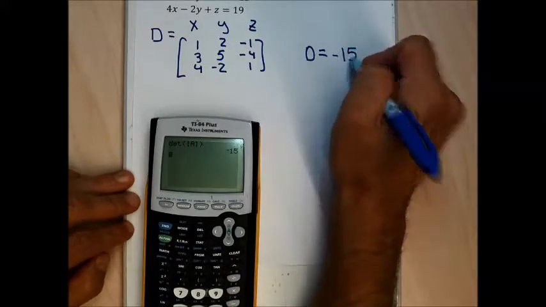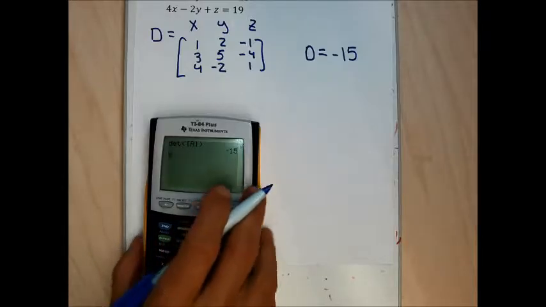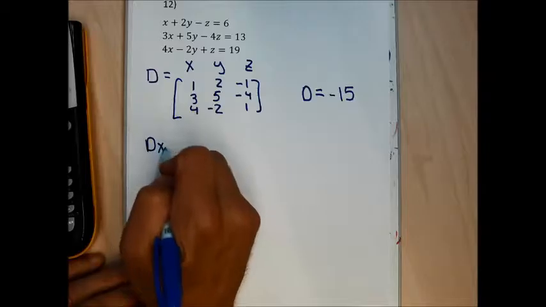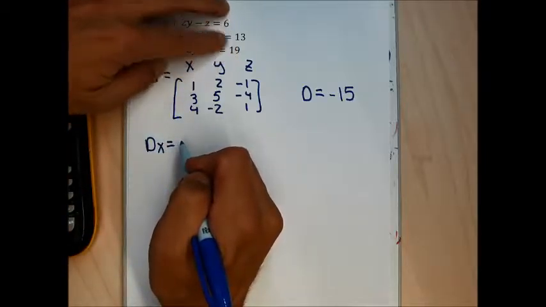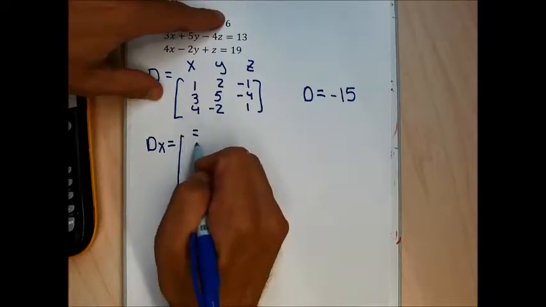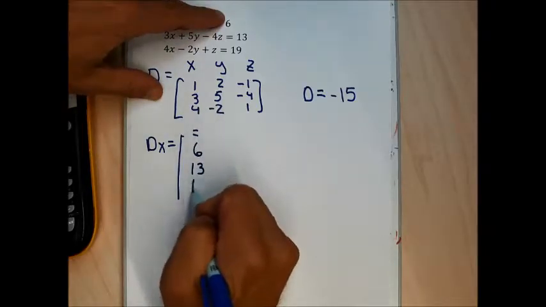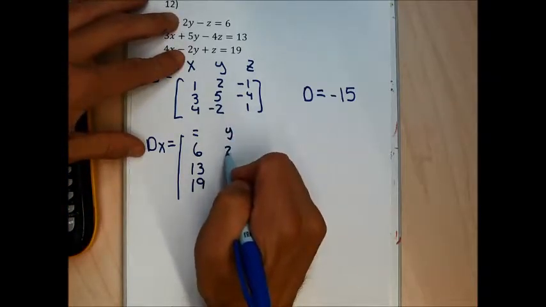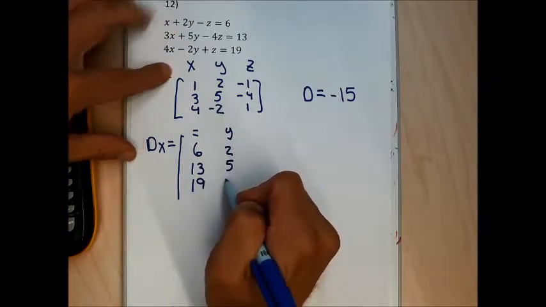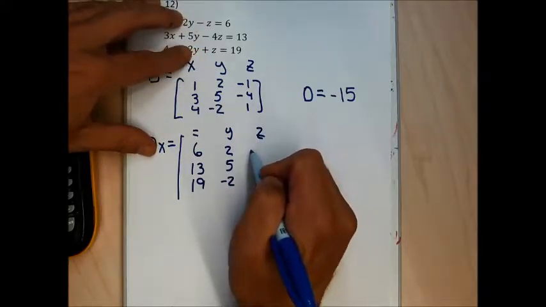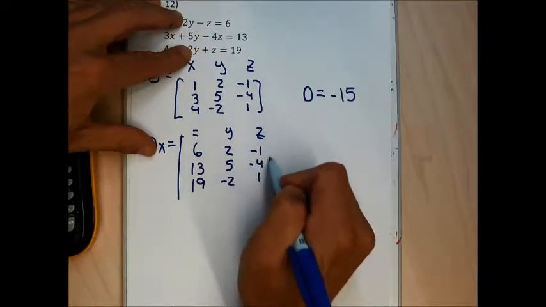I don't want to do that by hand. It's just way too much work to do by hand. The next determinant I'm going to need to compute is called D sub x. It has the numbers from the equals column first. The numbers from the equals column are 6, 13, and 19. Then it has the coefficients of the y's, which are 2, 5, and negative 2. Then it has the coefficients of the z's, which are negative 1, negative 4, and 1.